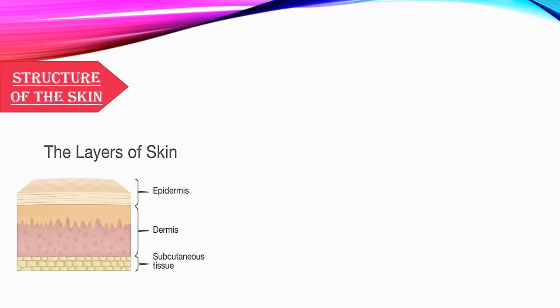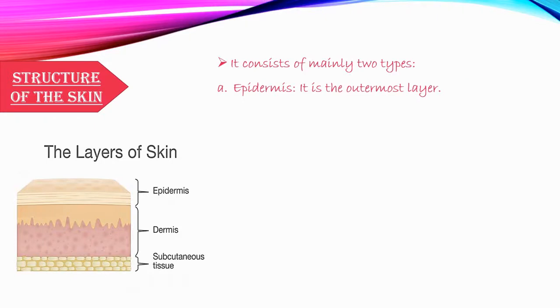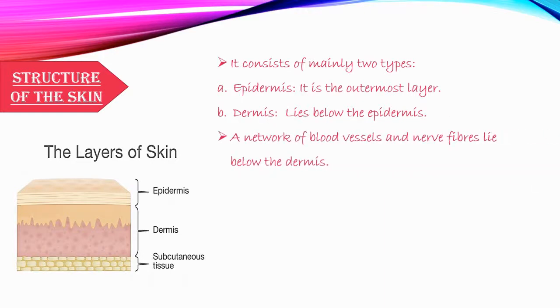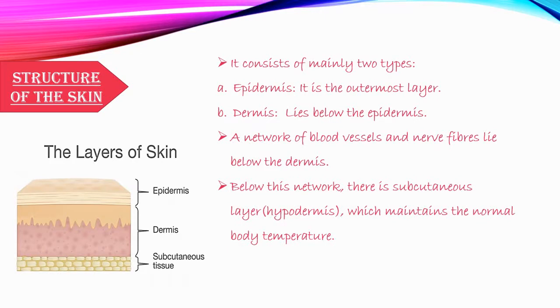Now let's understand the structure of the skin. Skin consists of mainly 2 layers, that is epidermis, it is the outermost layer, and dermis, it lies below the epidermis. A network of blood vessels and nerve fibers lie below the dermis. And below this network, there is subcutaneous layer, that is hypodermis, which maintains a normal body temperature.